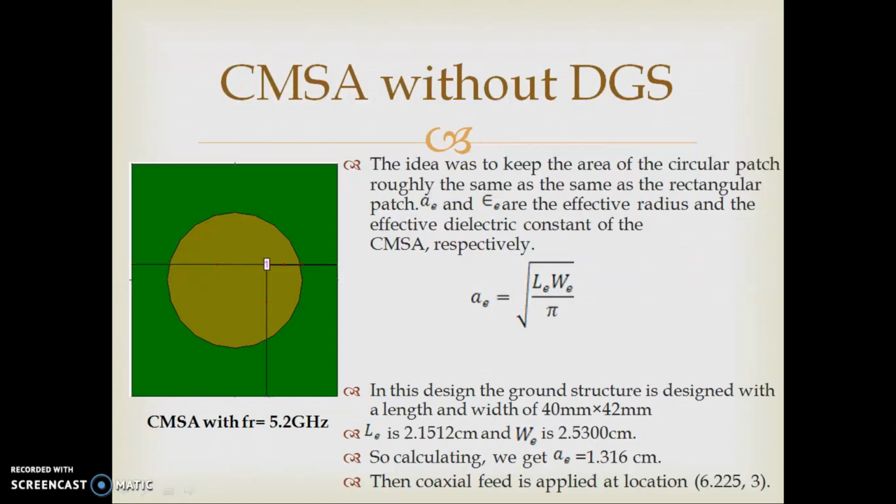So using the equation displayed on screen, we have found out that the radius of the patch should be about 1.316 centimeter, and the ground plane, like earlier, is 40 millimeter by 42 millimeter, and the coaxial feed is finally applied at the location 6.225, 3.